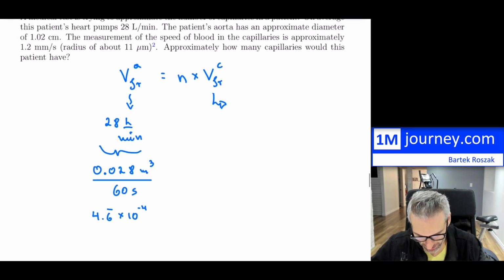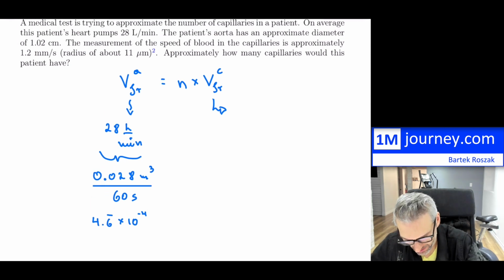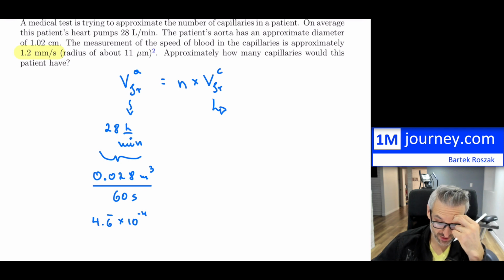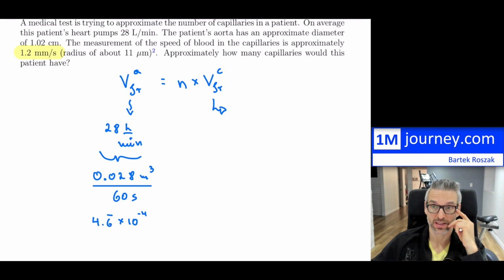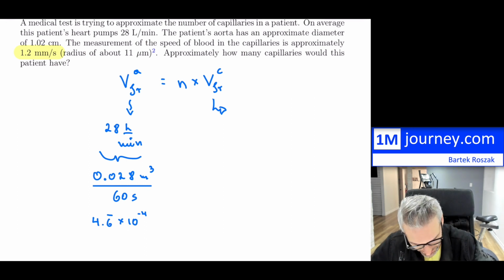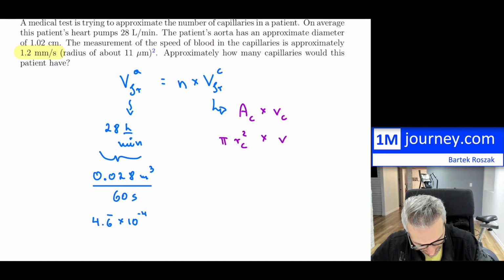They do give me what the actual speed is in the capillaries. That's right here, in millimeters per second. And then they give me what the radius of that is. So we'll assume that it has an area of a circle. What that means is this is going to be the area of one capillary times whatever speed is moving in that capillary. Now the area is pi r squared, and the C just stands for capillary. This is the speed itself. All right, so now let's try to put this in.